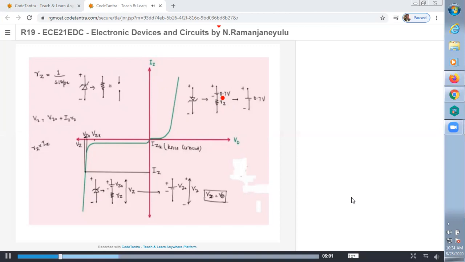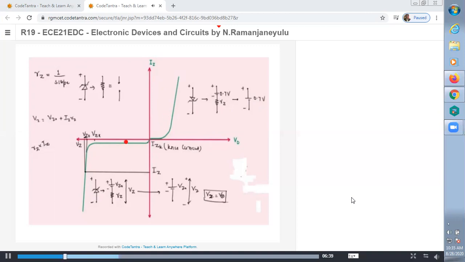What is the diode model? The diode model may consider RF and V gamma. This is 0.7 volt, and here for the Zener it is RZ. In forward bias RZ is very, very small. We can neglect RZ, so approximately 0.7 volt. That indicates that in forward bias the Zener diode acts as a normal PN junction diode. Once it crosses 0.7 volt, the current increases exponentially.